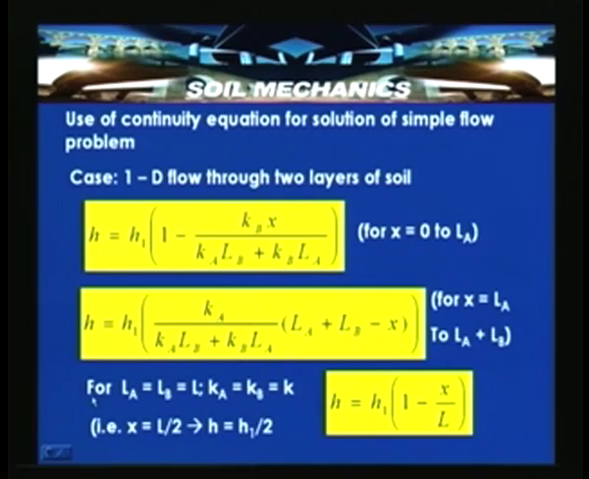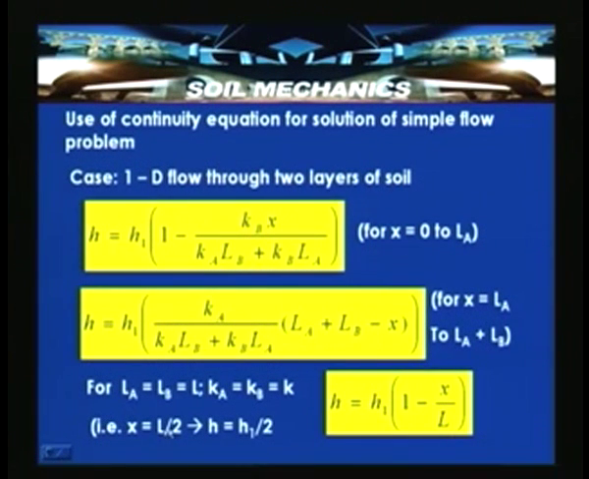So, consider that this is an expression for two layers of soil, that is two soil types A and B having lengths LA and LB placed in a container having a cross-section area A, where the flow is occurring from point 1 to point 3. We try to determine the head at any point by using the continuity equation.